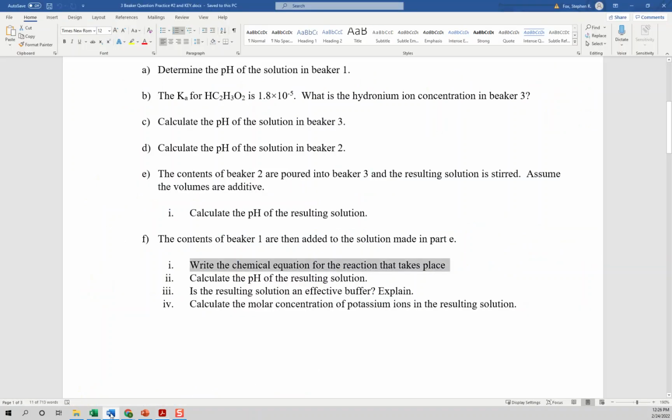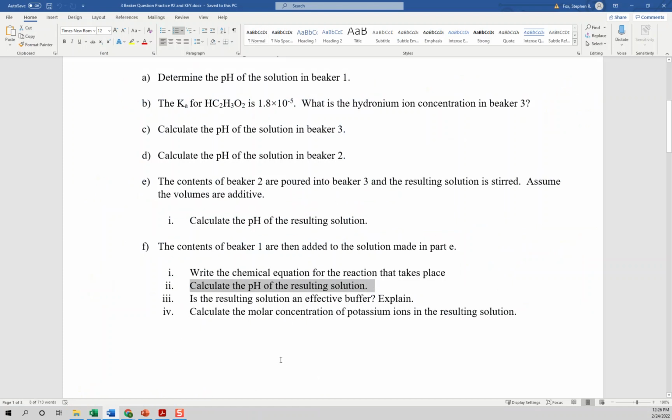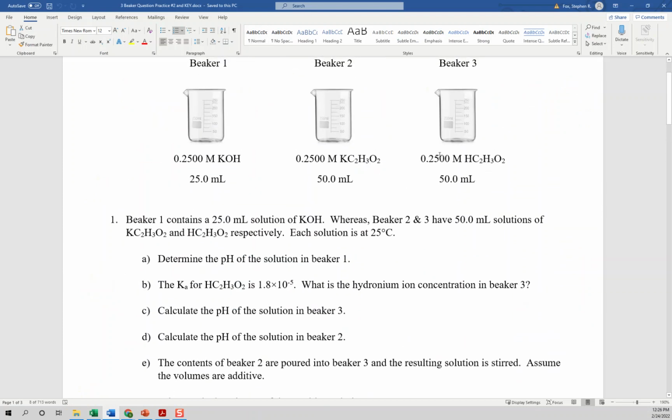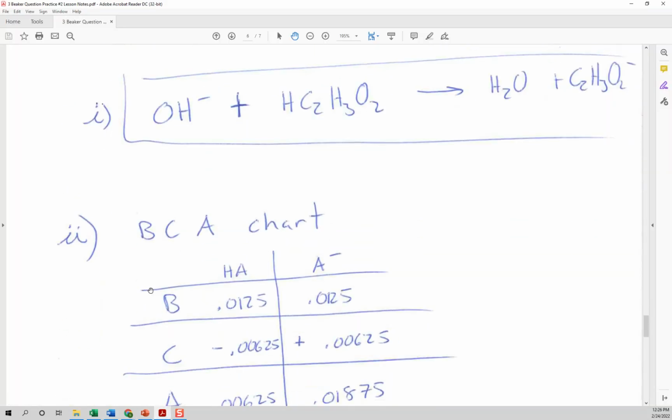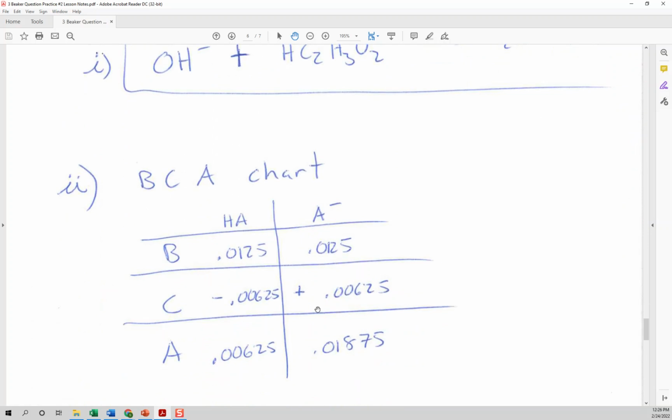Okay. All right, pH of the resulting solution. So we're going to have to do a BCA chart and figure out our new amounts of our buffer components and then plug those new amounts into the Henderson-Hasselbalch equation. So we'll make our BCA chart. Remember, before, change, after. Remember, we're plugging in moles here.